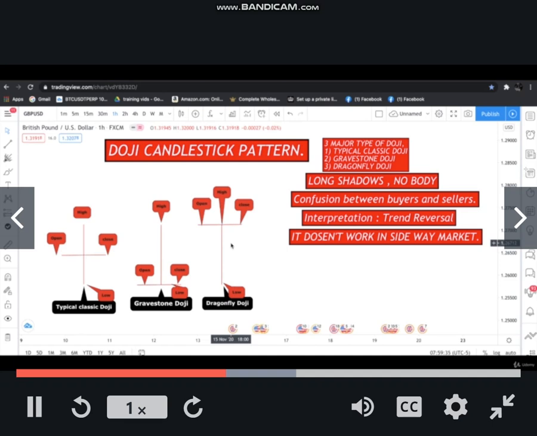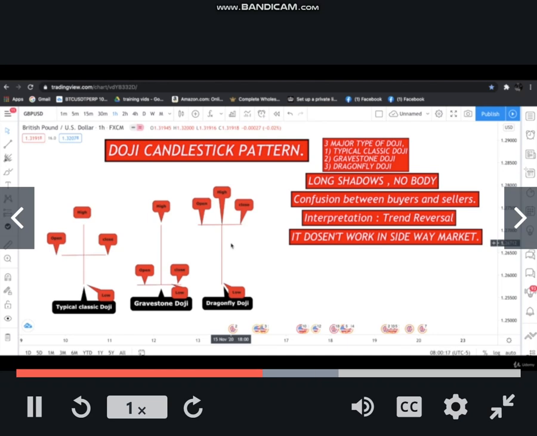So what is the interpretation of a doji? The interpretation is simple. Whenever a doji is found on a higher time frame on a chart, it means that the trend is about to reverse. If the market is in a bearish sentiment, it will now rally towards the upside. If the market is in a bullish sentiment, it will move towards the downside.